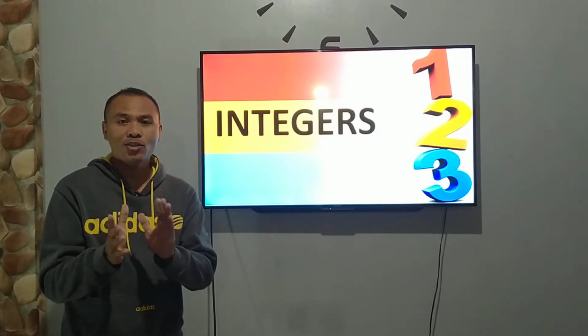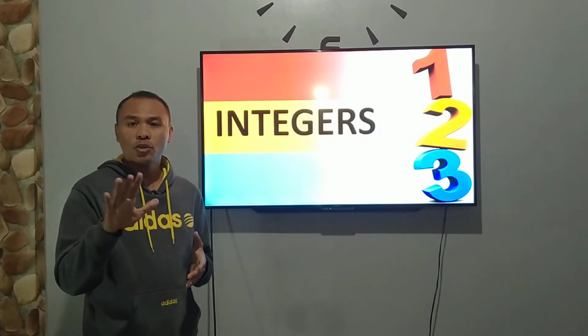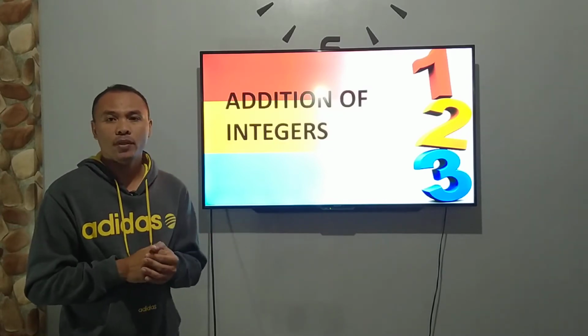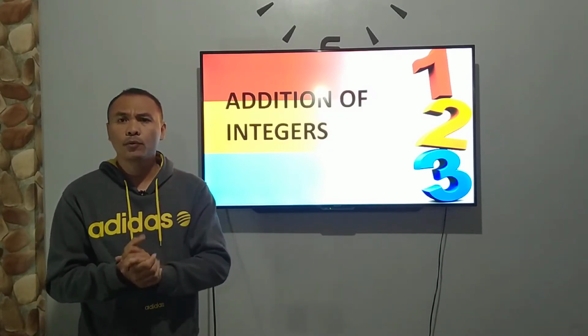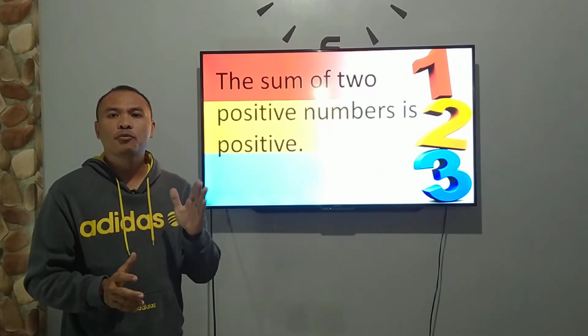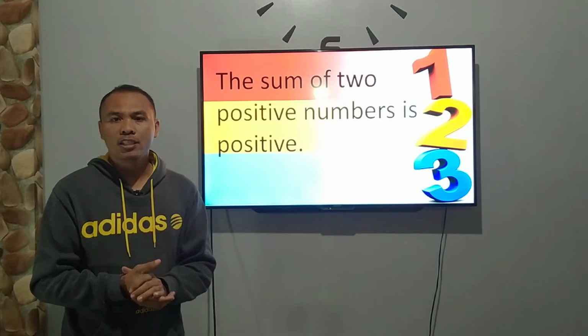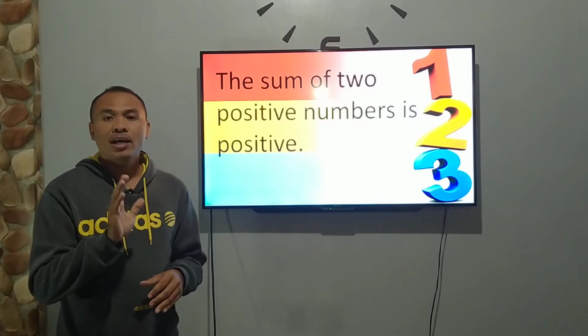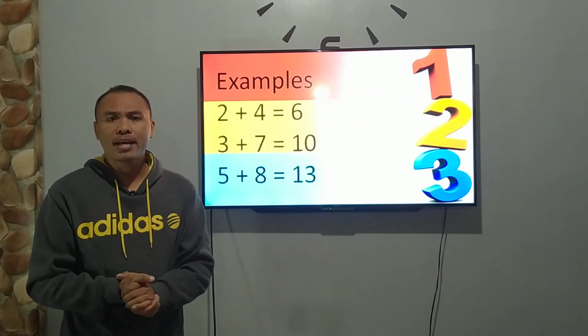At eto na siya, let's proceed with integers and its addition of integers. We have only 3 rules in adding integers. The first rule is the sum of two positive numbers is positive. Let's take the examples. I'll be giving only 3 examples.